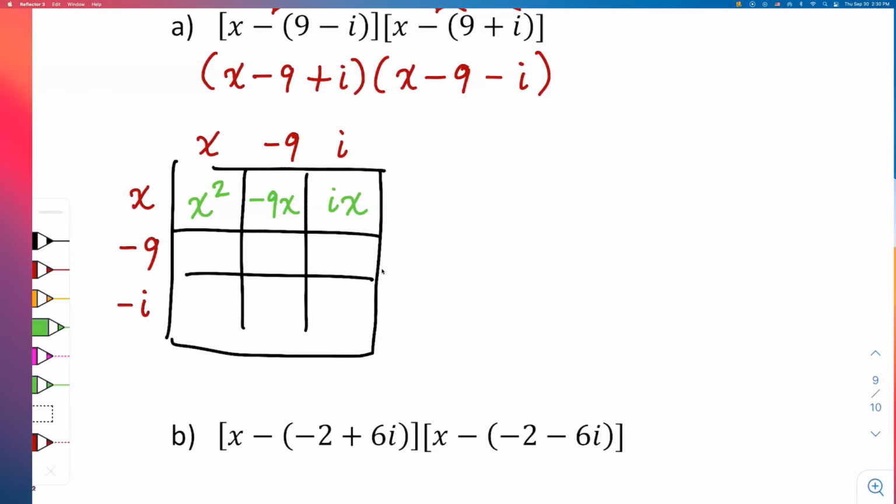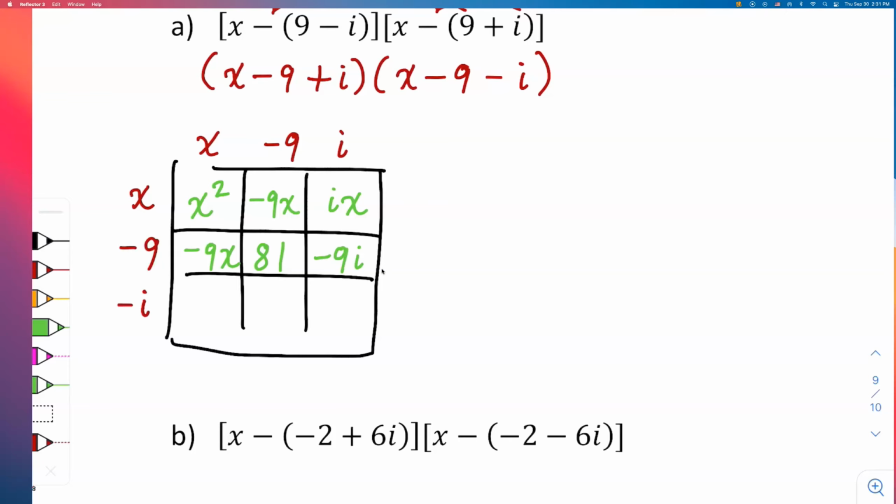All right, second row, let's multiply negative 9 times x. That is negative 9x. Look, for the middle box, I must do negative 9 times negative 9. That is positive 81. Okay, and the last one, I have to do negative 9 times i. That is negative 9i.